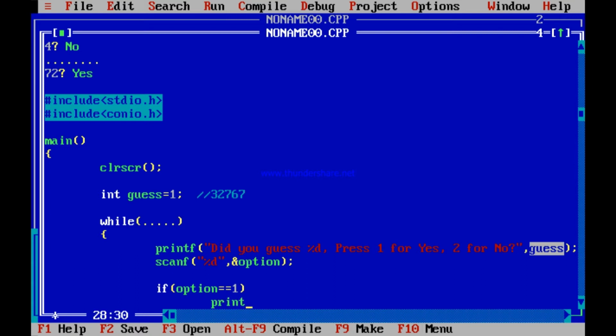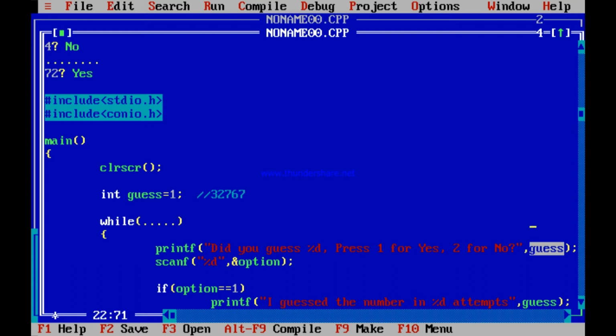What can you say? Printf, I guessed the number in how many attempts? If the guess is 72, 72 attempts. So this %d will be replaced by the variable guess itself, because you remember, if the number thought by the user is 1, what is the first thing you will do? Did you guess 1? User will say yes, user will press 1. So option will scan 1. If option is equal to 1, you know that you have guessed it in 1 attempt, guess is 1.